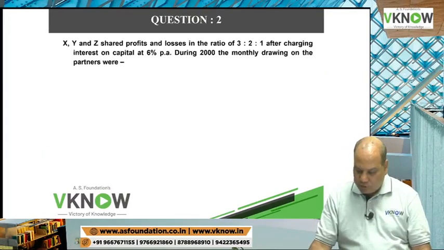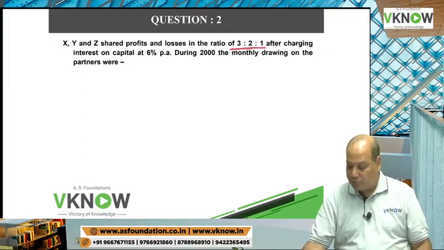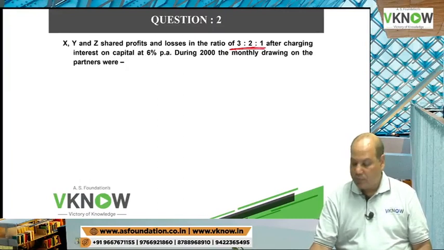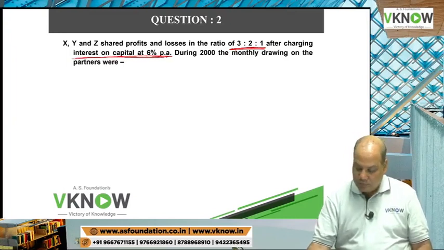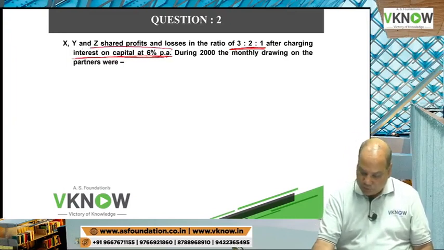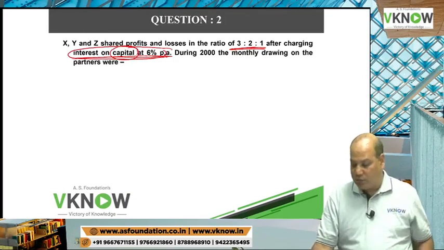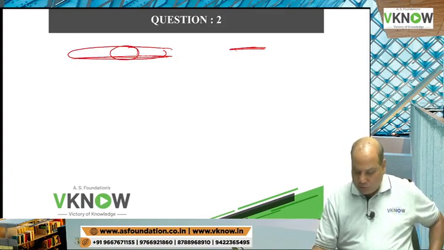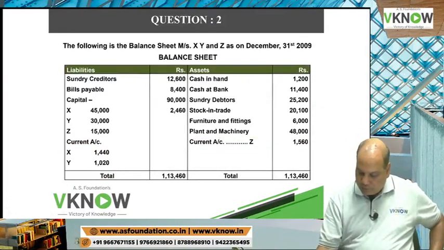Till now, question number 2 continues. X, Y and Z share profit and losses in the ratio of 3 is to 2 is to 1. After charging interest on capital at 6%, so this is one interest adjustment also. Interest will be charged on capital account, not on current account. Not on current account.